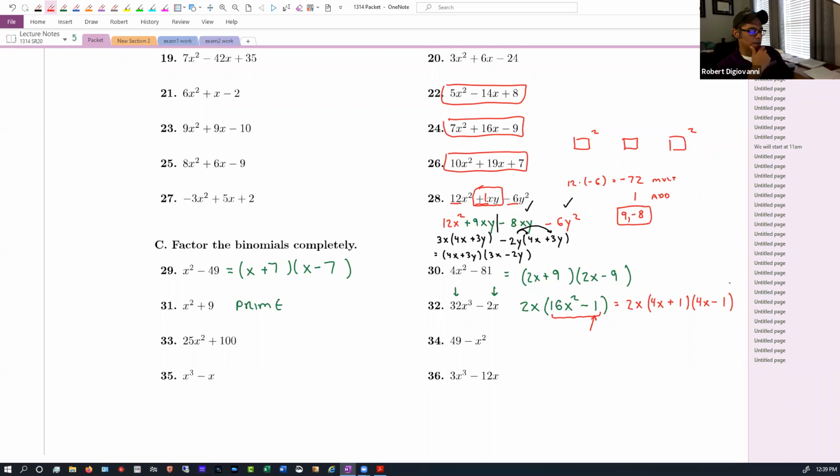What about number 33? Two terms, right? You could pull a GCF, you could pull a 25 out and be left with x squared plus 4. You could do that. But the x squared plus 4 you can't do anything with because it's a plus, not a minus between those. So this is your answer.